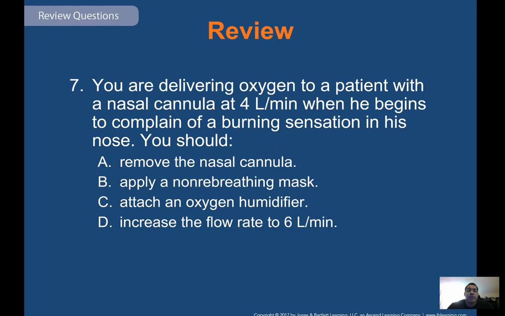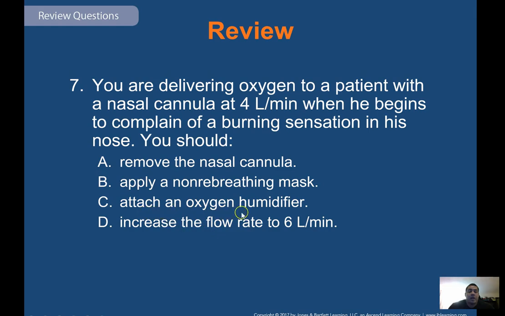You are delivering oxygen to a patient with a nasal cannula at 4 liters a minute. When he begins to complain of a burning sensation in his nose, you should... So we don't carry it in this county, but what can you do for a patient who's on a nasal cannula? Because remember, it could dry out the nasal cavities. You can remove the nasal cannula. You can apply a non-rebreathing mask. I would not increase the flow rate to 6 liters a minute if he's already complaining of burning sensation in his nose.